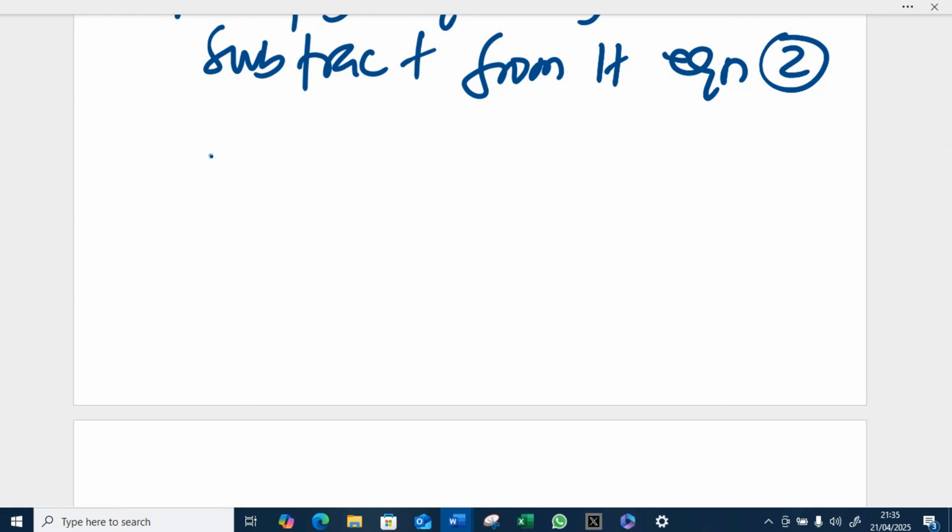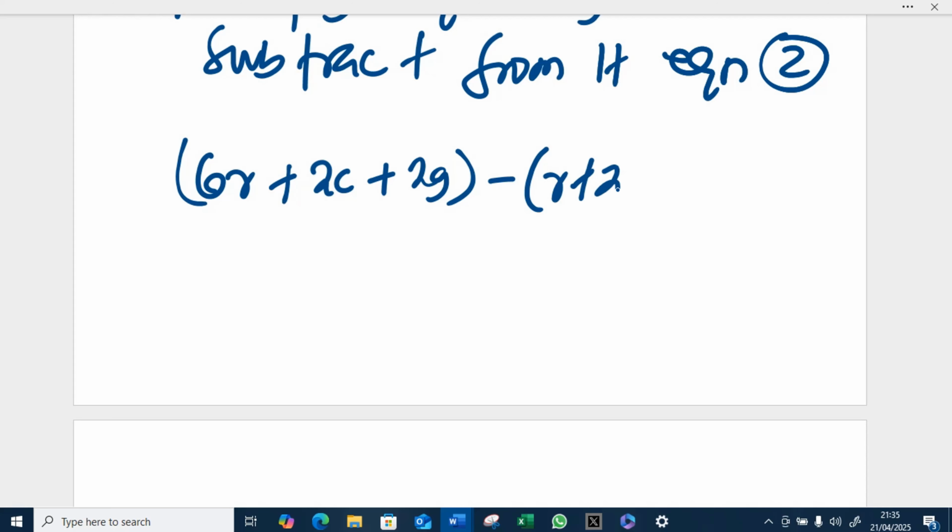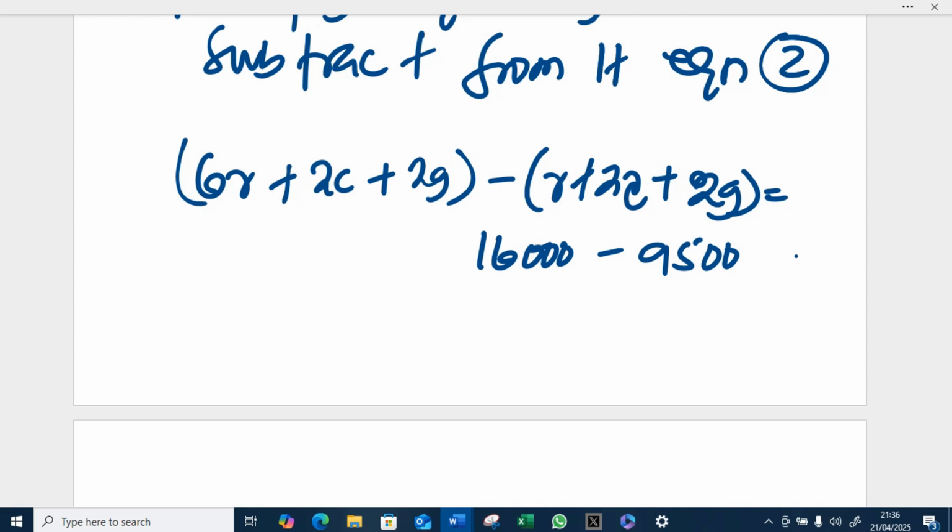When we multiply equation 3 by 2, we will get 6R plus 2C plus 2G. So let's now take away R plus 2C plus 2G, and this is going to be, when we multiply 8,000 by 2, 16,000, then minus 9,500. So we'll find that this becomes 5R. This and that will go.